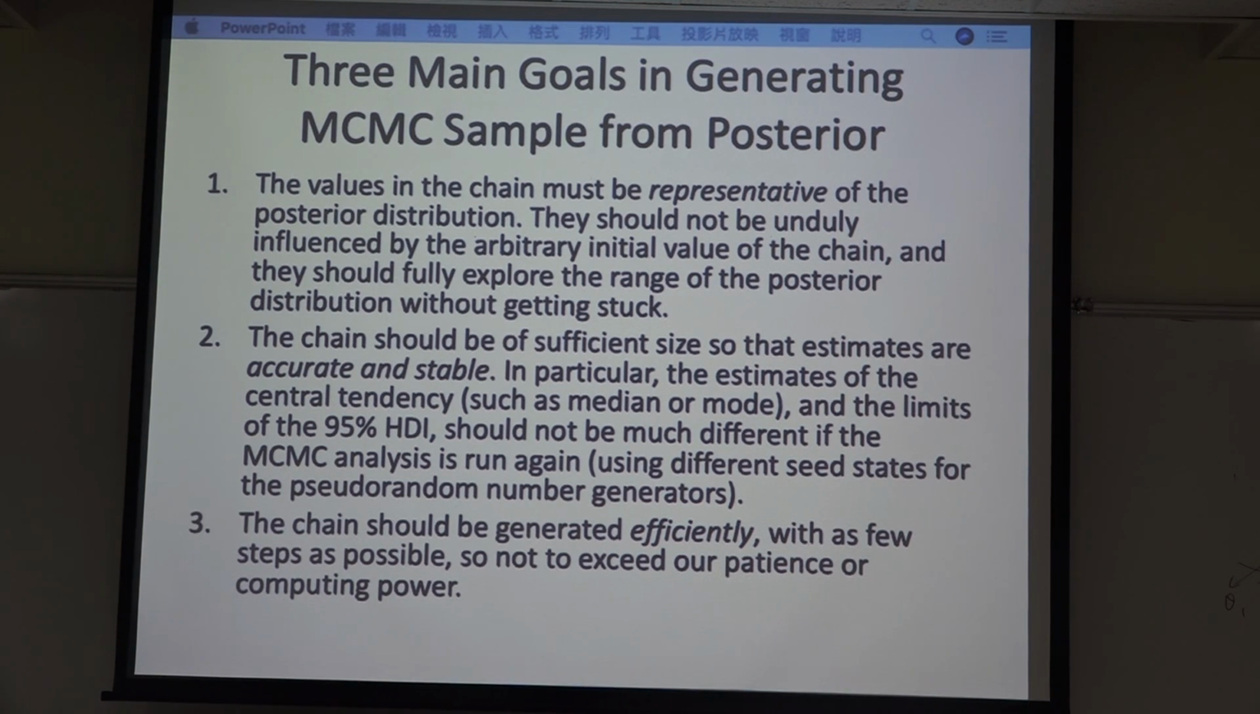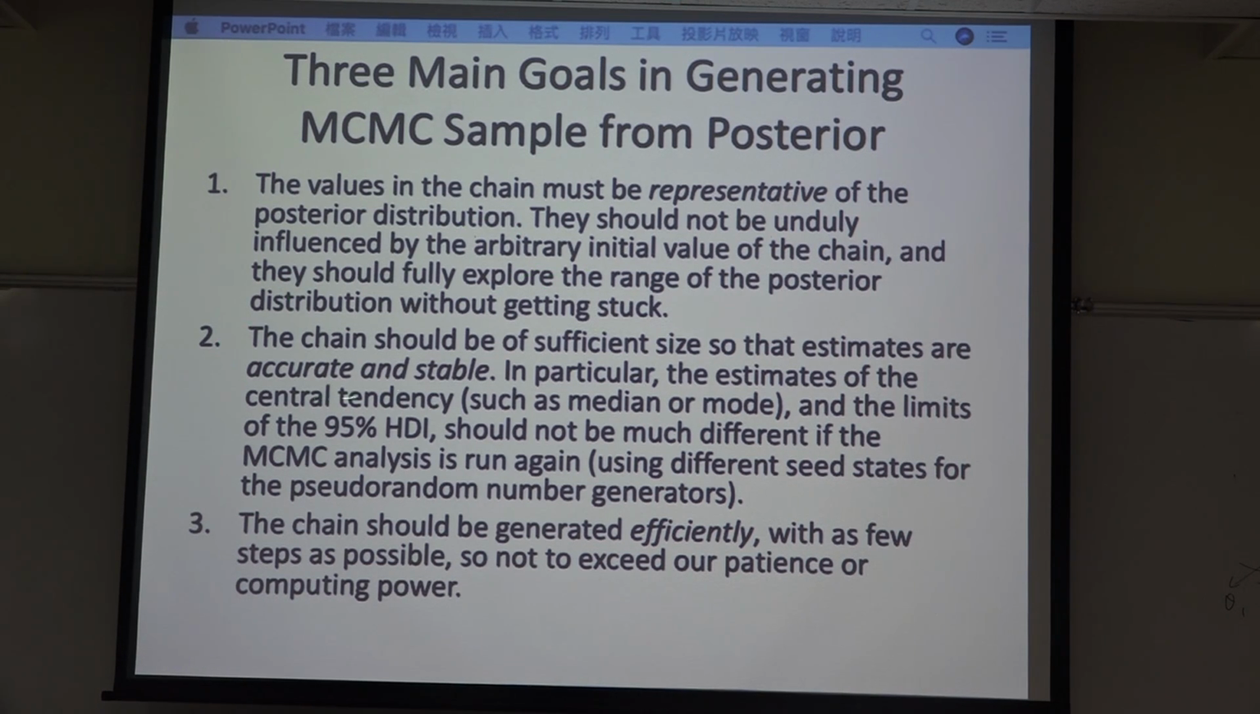So there are 3 main goals in generating MCMC samples from the posterior. First, the values in each chain must be representative of the posterior distribution. They should not be unduly influenced by the arbitrary initial value. So the initial value of the chain should not influence the representativeness of the posterior distribution. And the chain should fully explore the range of the posterior distribution without getting stuck.